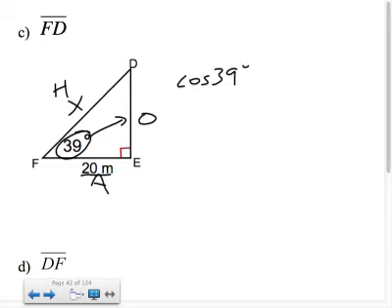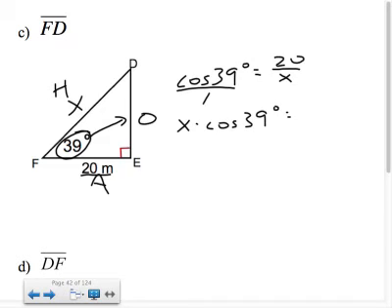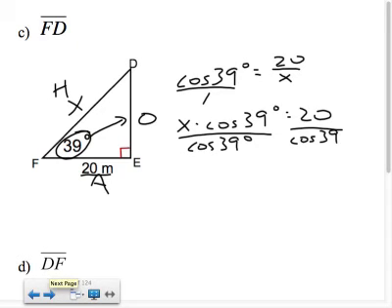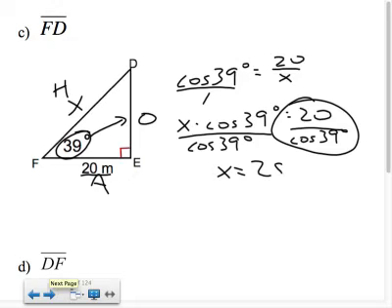Cosine 39 degrees equals 20 over X. Put this guy over 1, cross multiply. X times cosine 39 degrees equals 20. Divide both sides. I got to get X by itself, so I got to divide by cosine 39 degrees. So your exact answer would be this, but again, we want an approximation, so we're going to do 20 divided by cosine 39 degrees equals 25.74, and our units are meters.